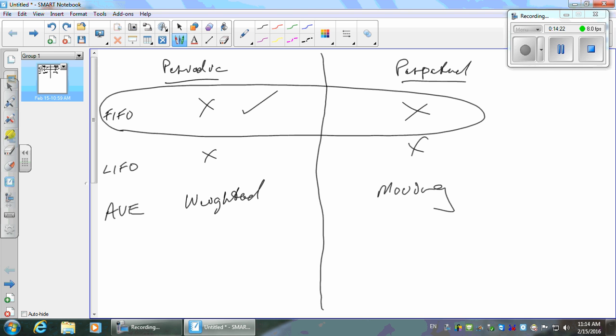The reason is with FIFO, you're always selling what? The first ones you bought, the old ones. And you're keeping what? The most recent ones you bought. So it'll always end up being exactly the same.